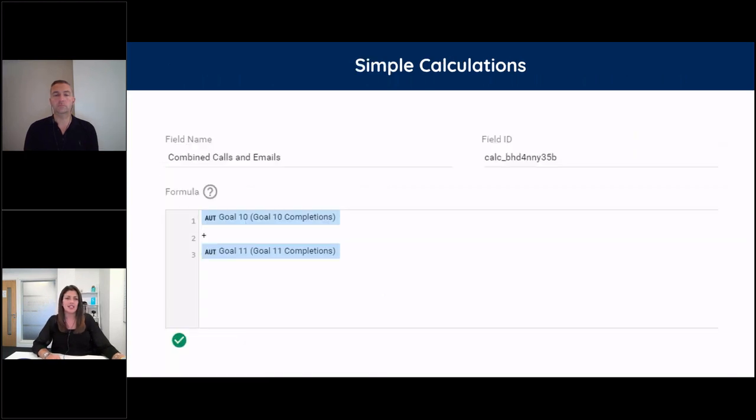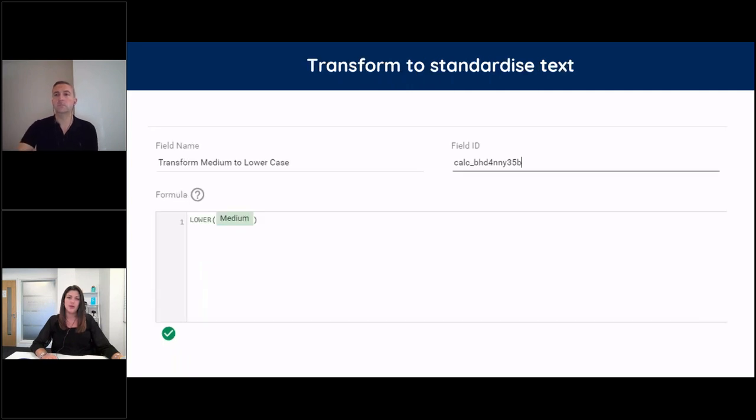So, some simple calculations. One of the first ones here is, okay, I've got two types of goals. I might have my phone calls and I might have my emails, and they're currently reported as two separate goals. But for me as an advertiser, they are both equally as important as each other. So what I can do is amalgamate those goals by simply saying goal 10 plus goal 11 equals my combined calls and emails.